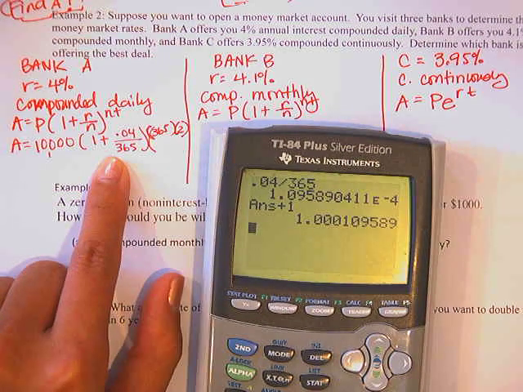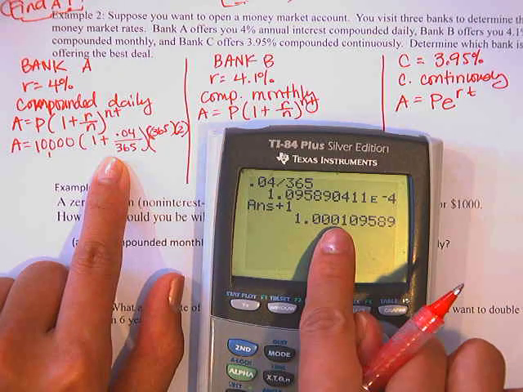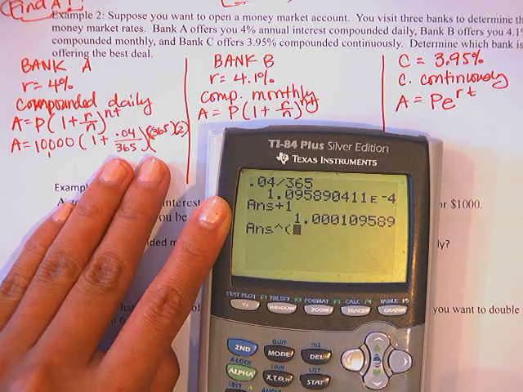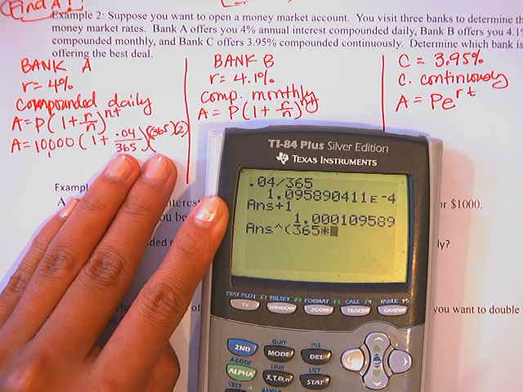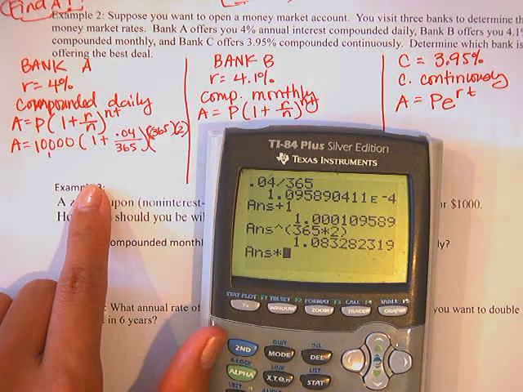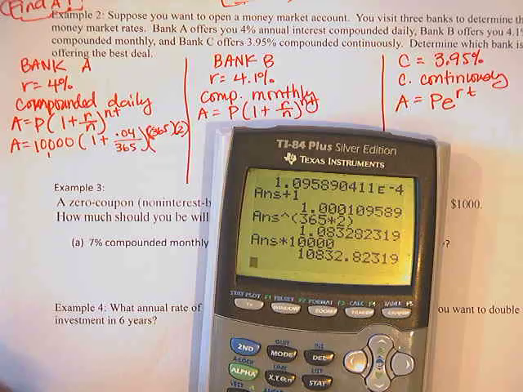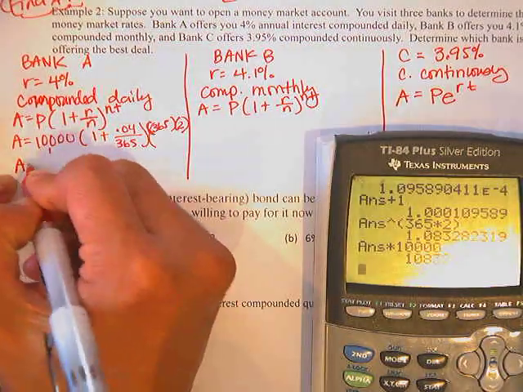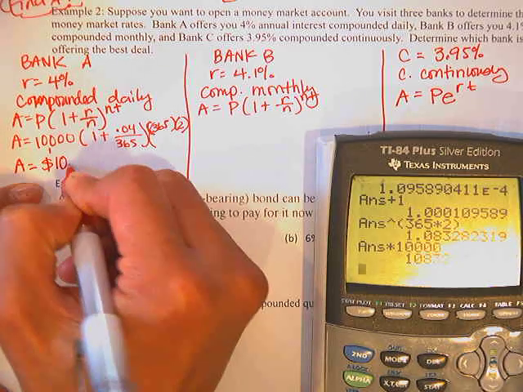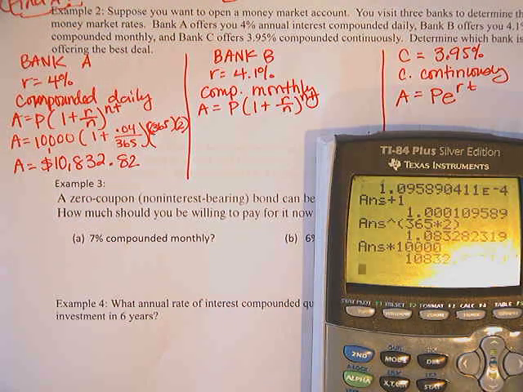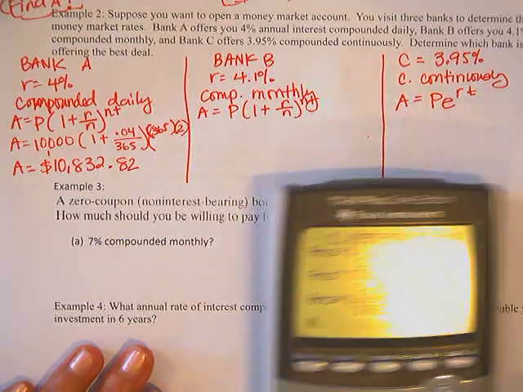So add 1. Now I have 1 point, and you notice how there's 3 more zeros in front. And to the power of, so caret, 365 times 2 years. So 365 times 2. I got a slightly bigger number than that, times 10,000. After 2 years, with my $10,000 compounded daily, I'm going to take home $10,832.82. Because we're dealing with money, always round to 2 decimal places at the very last step.